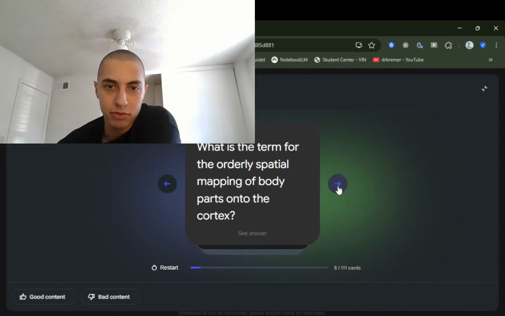What is the term for the orderly spatial mapping of body parts onto the cortex?